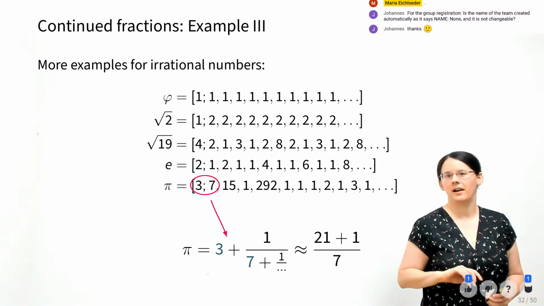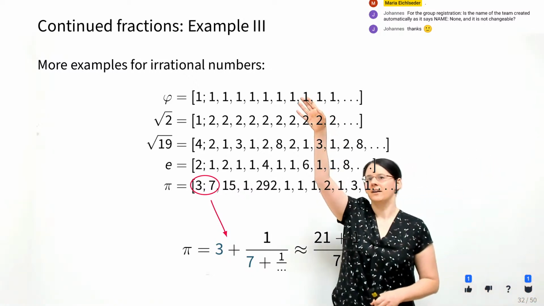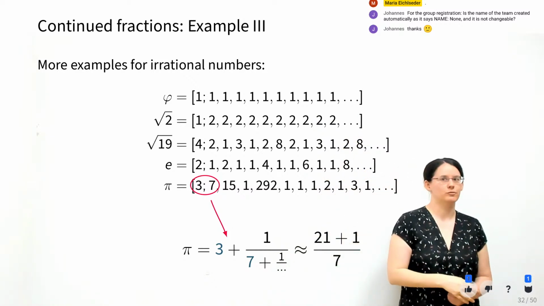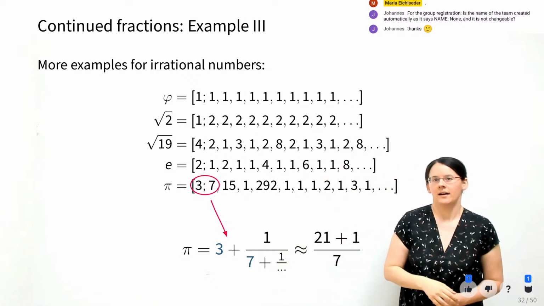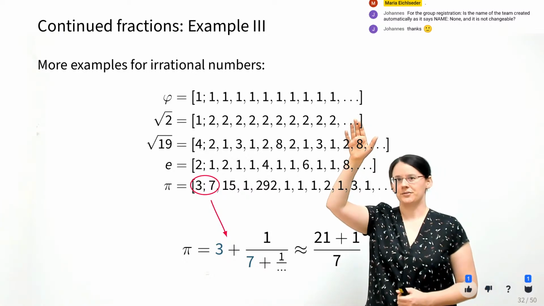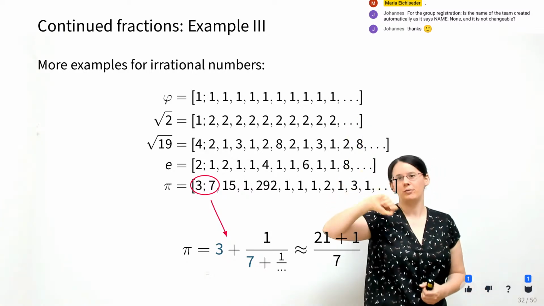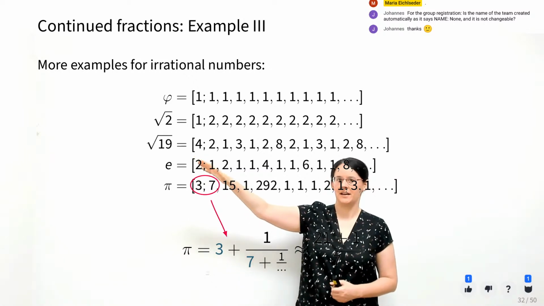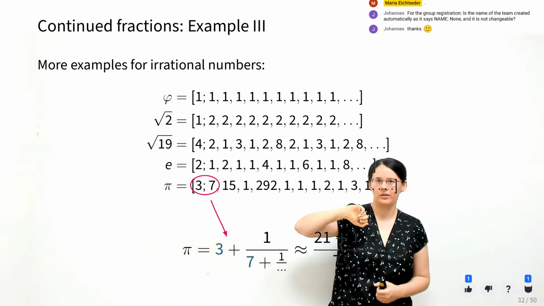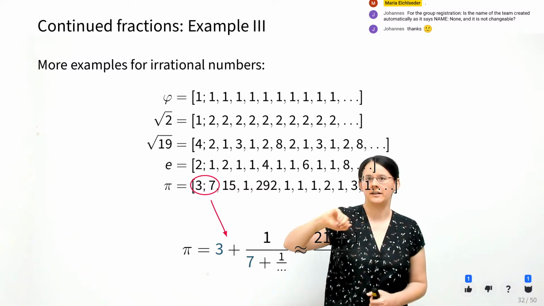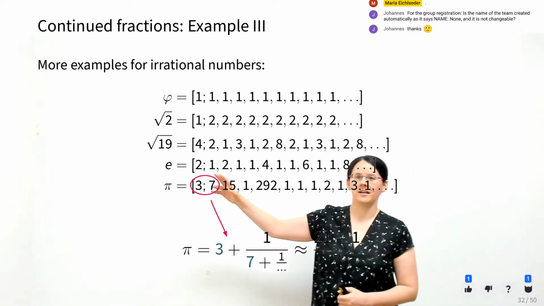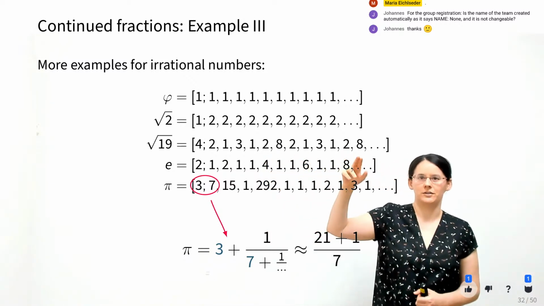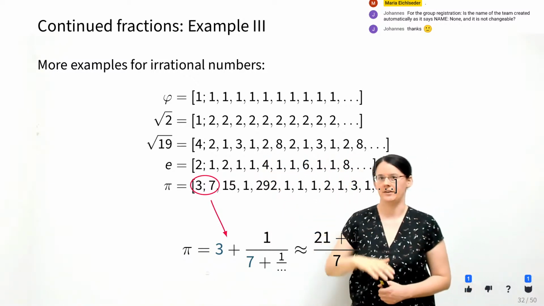I've written here some lovely numbers, like for example the golden ratio, which has a very lovely continued fraction expansion of 1, 1, 1, 1, 1. Square root of 2 is also very lovely. If we look at other square roots of non-square numbers, they don't look quite that nice anymore, but they're also periodic. So we see here, for example, 2, 1, 3, 1, 2, 8, 2, 1, 3, 1, 2, 8, and so on. So this is periodic.